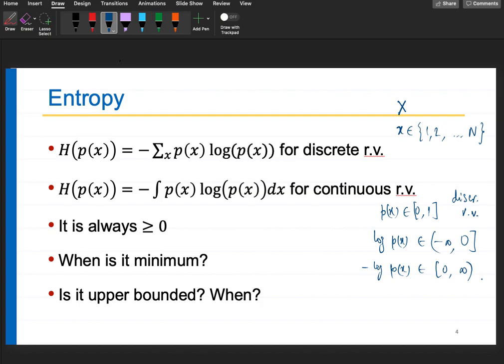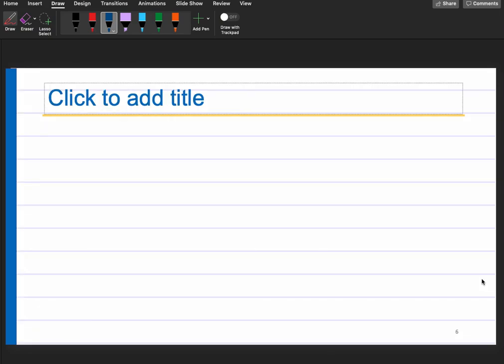Need not be always less than 1. P of x, if it is a PDF and x is a continuous random variable, then it won't be between 0 to 1. It can be greater than 1 as well. So this proof is not valid. Okay, fine, I accept. This proof is not valid. So let's find a more graceful, a more rigorous proof.